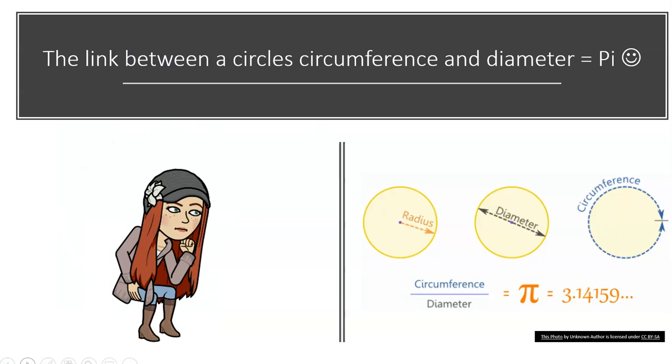Okay, so let's think about this. The link between a circle's circumference and diameter and pi. Okay, if we divide the circumference of the circle by its diameter, that will give us the value of pi. So that is the relationship to it. If we multiply the diameter by pi, we get the circumference. Tricky relationship.